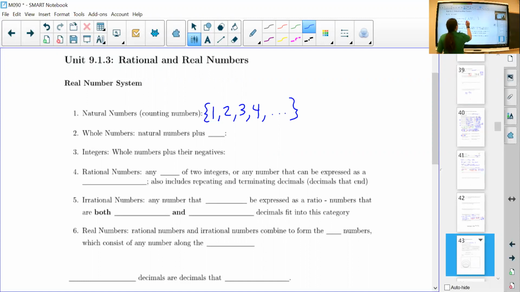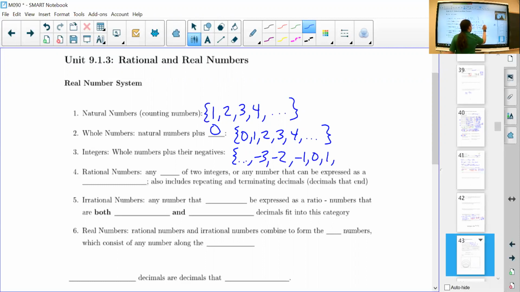So for us, we're going to say the whole numbers are the natural numbers plus 0. 0, 1, 2, 3, 4, and so on. And then the integers include the negatives as well. So it goes off forever in both directions. -3, -2, -1, 0. And 0 does not have a negative because it's neither negative nor positive.